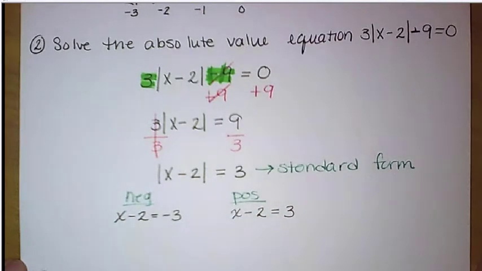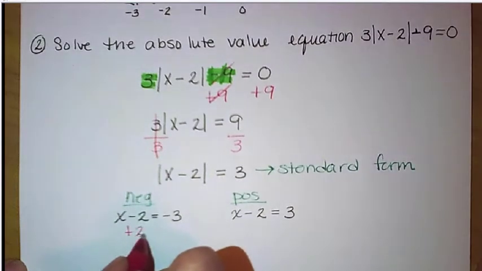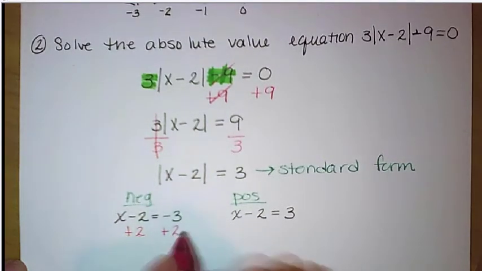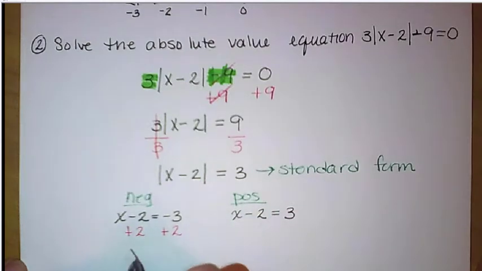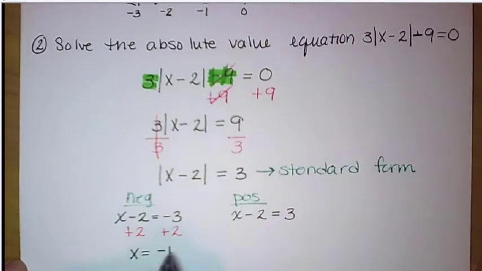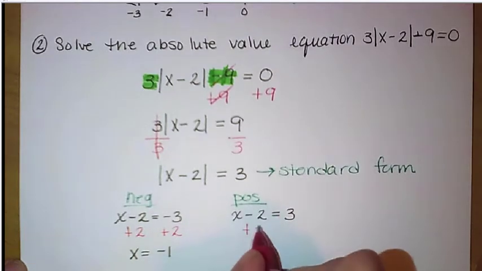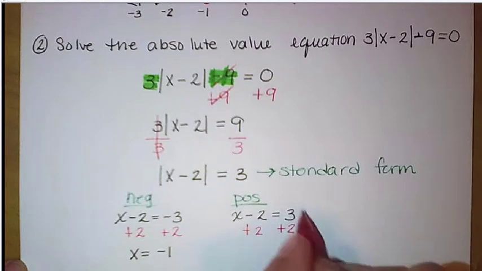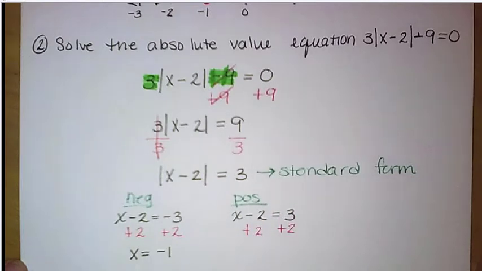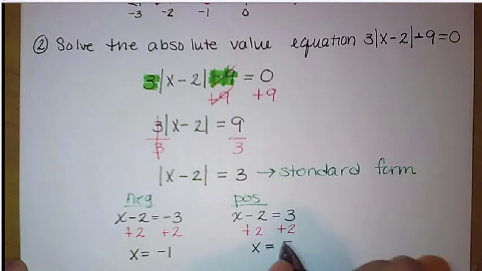So now we just need to solve each one of these equations. So here we're going to add 2 to both sides. And that is going to give us that x is equal to -1. On this one, again, we're still going to add 2 to both sides, but now we're doing 3 plus 2. So that is going to give us that x equals 5.